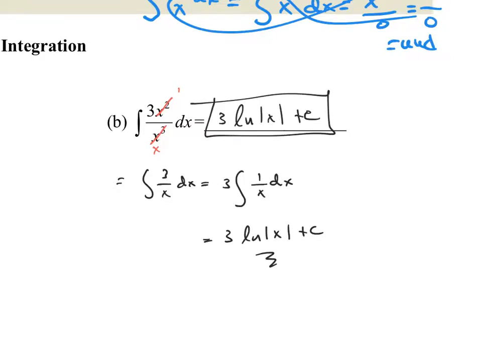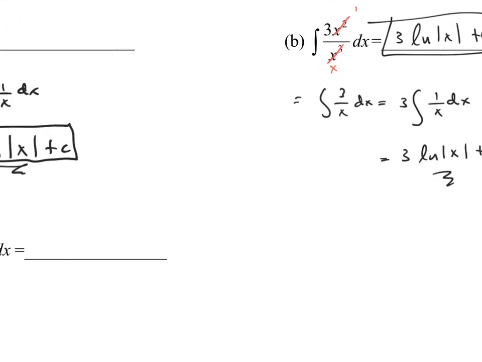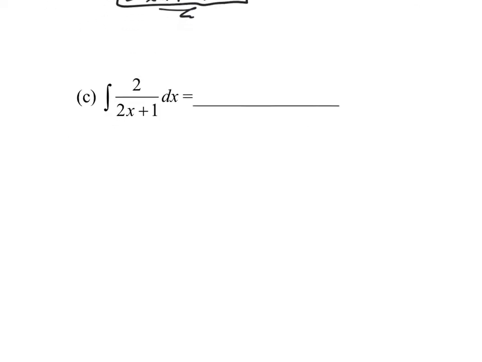Again, anytime we get one of these answers, we can quickly check it mentally. 3 times the natural log of x, the derivative of the natural log of x is 1 over x. So that would be 3 times 1 over x, which would be 3 over x. And our original problem simplified to 3 over x, so we know we have the correct answer. Let's go ahead and look at that last example here.